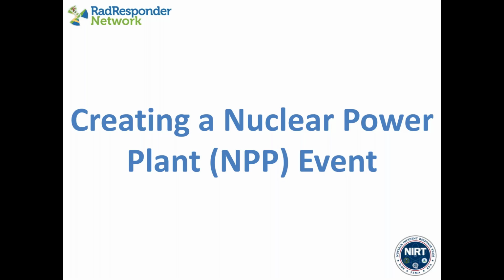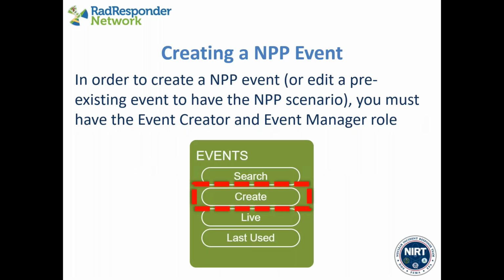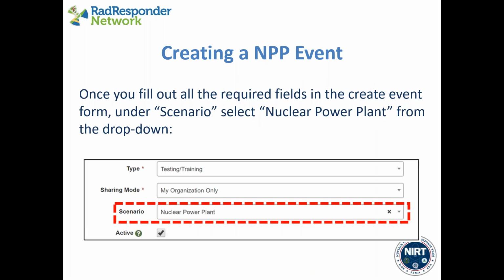We'll start by going over how to create a nuclear power plant event and how to unlock some of these certain features. So first, in order to create a nuclear power plant event or edit a pre-existing event to enable the nuclear power plant scenario, you must first have either the event creator or the event manager role. If you have the event creator role and you need to create a new event, you'll click Create from this green quick tile on the home page of RadResponder, and you'll be brought to that generic standard Create form.